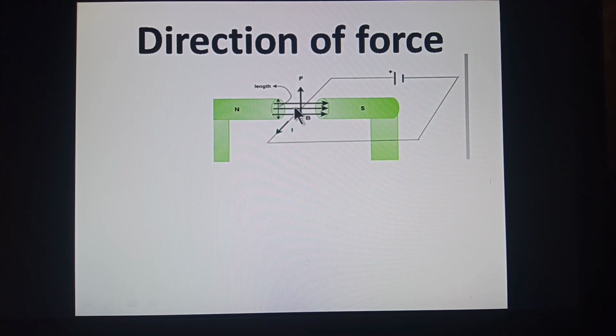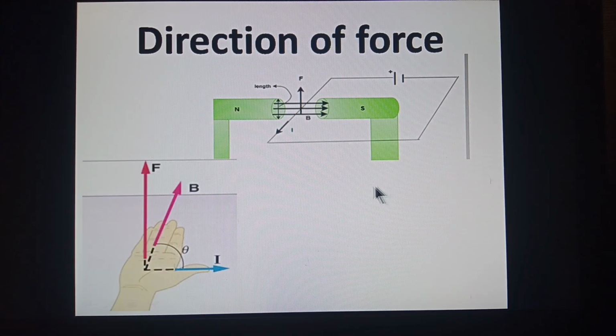What will be the direction of this force? Here in this diagram, the direction of magnetic field is from left to right. Direction of current is coming out of the page, out of the board, out of the screen. Force will be directed perpendicular to both, in upward direction. How do we determine this direction of force? Let us first discuss the palm rule.